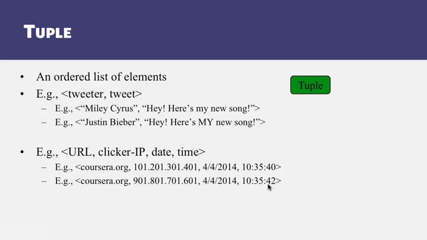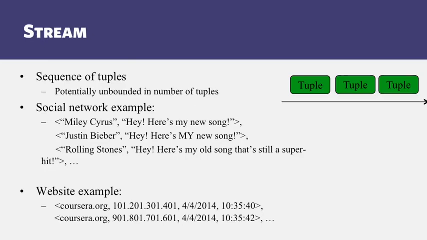Okay, so each of these is a tuple, and you want to process these tuples. You don't have just one tuple, as you have seen here. You have multiple tuples, and so a stream is said to be a sequence of tuples, potentially unbounded, which means that the stream might contain a potentially infinite number of tuples.